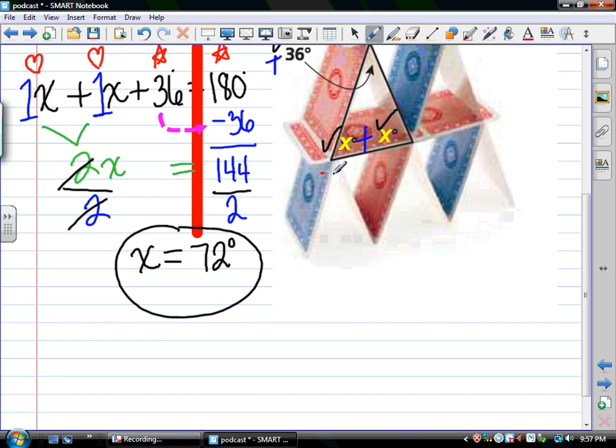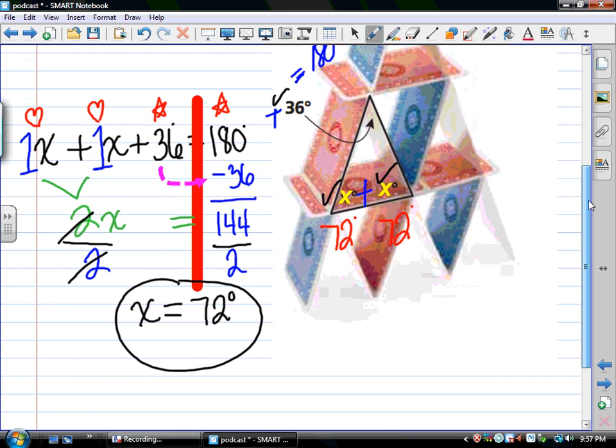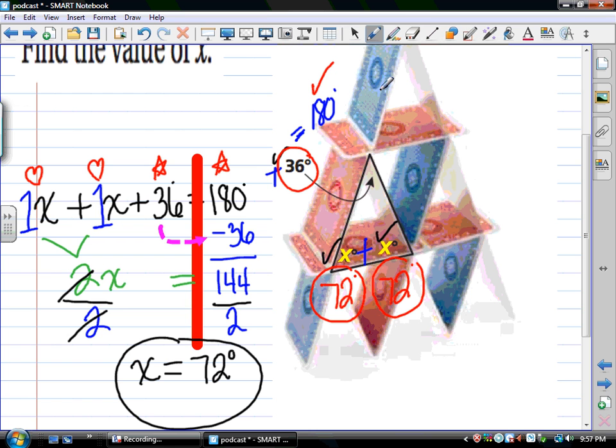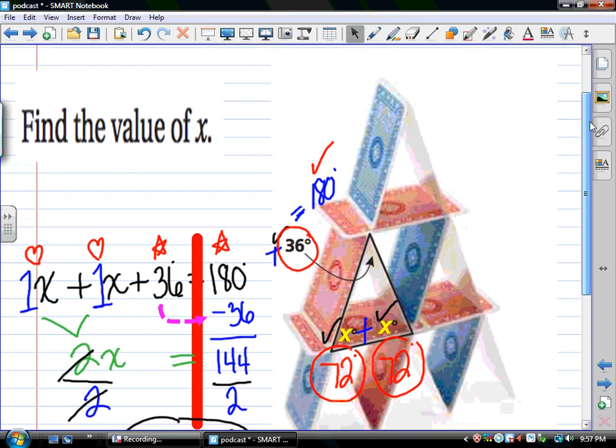If x is 72 degrees, I have 72 degrees here and 72 degrees here. To check it, you take 72 degrees, 72 degrees, 36 degrees, and add them all together. When you do that, 72 plus 72 plus 36 does give you 180. Excellent job. Plus 10 for your group for checking your answer.